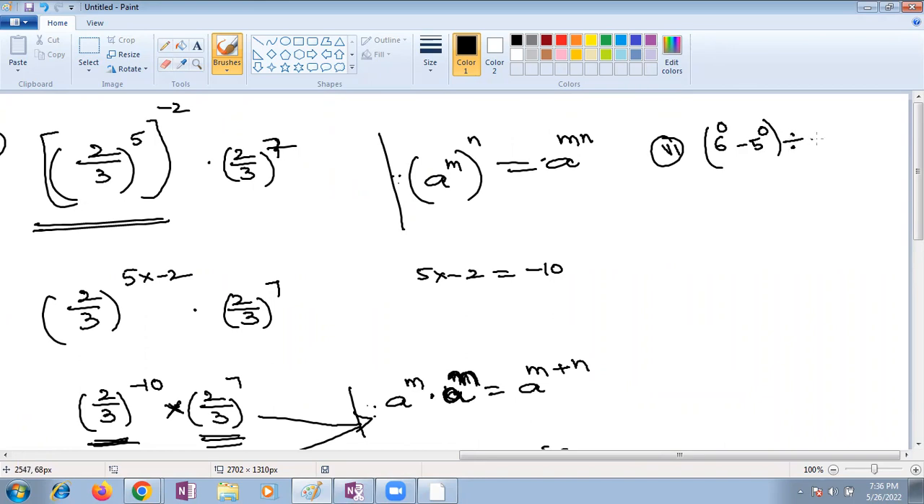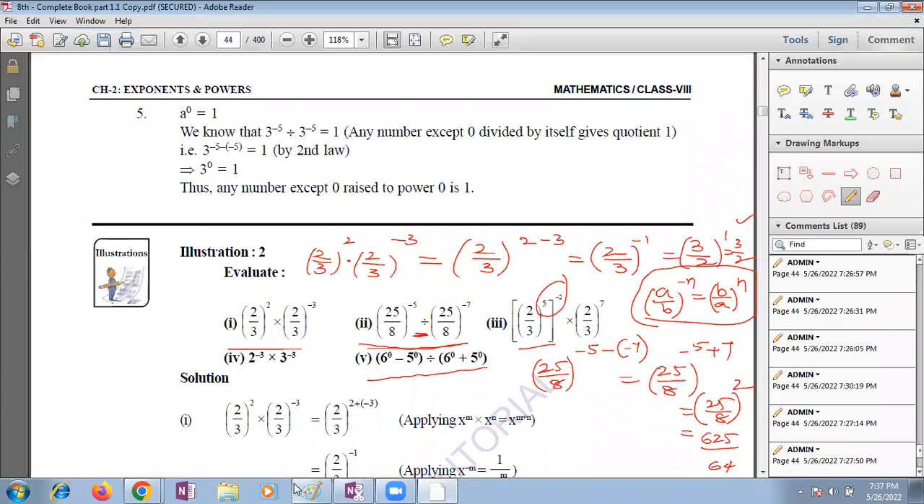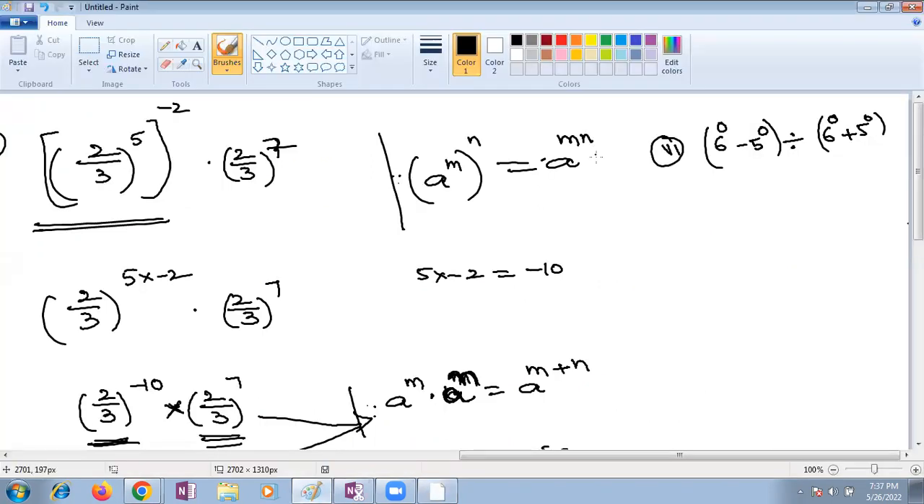6 power 0 minus 5 power 0 divided with 6 power 0 plus 5 power 0. This is the question, right, children? Yes, ma'am. Has anything changed? Only one law, the law of zero exponent: any number raised to power 0 would be 1.